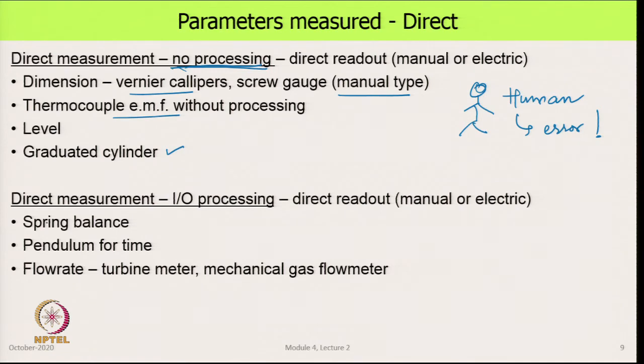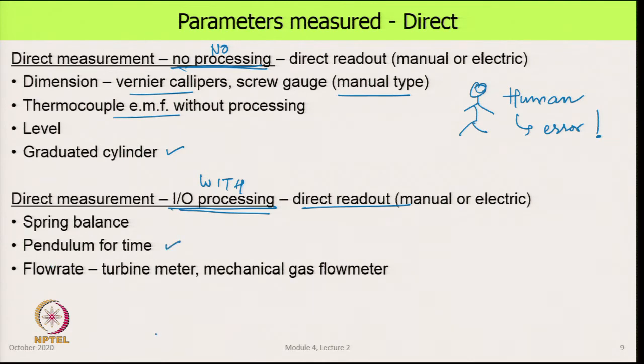The next I listed here is direct measurement with some input output processing. In the earlier one there was no processing at all, and then you get a readout, so the display, and we get the value. It is like the weighing balance, the spring balance. So, we just have a spring balance, we put it and it shows the reading. What has happened is that the signal that we put, the weight, got converted into a displacement by a conversion, which is what I have called I/O processing, which is the spring.